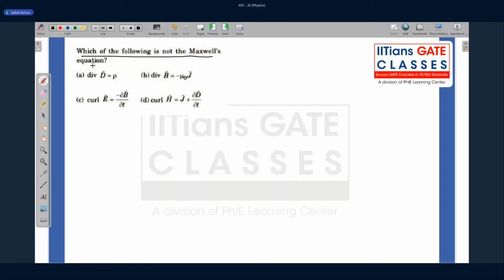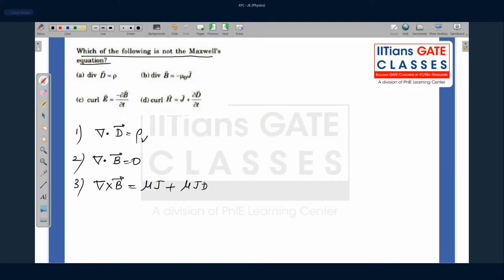Which of the following is not a Maxwell equation? What are the Maxwell equations? The four Maxwell equations are: the divergence of D is equal to rho V. Okay. Then the divergence of B is always equal to 0. And third, the curl of B is equal to mu J plus mu into JD, that is JC plus JD.